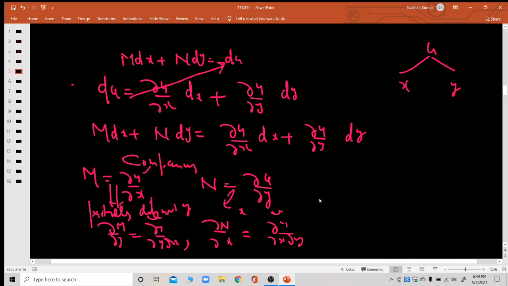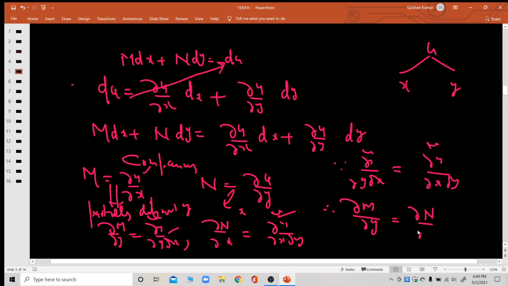Now, because ∂²u/∂y∂x is equal to ∂²u/∂x∂y, if the right hand side is equal, then the left hand side will be equal. So ∂M/∂y is equal to ∂N/∂x. So this condition is necessary. If M dx plus N dy is exact, then this condition must hold.